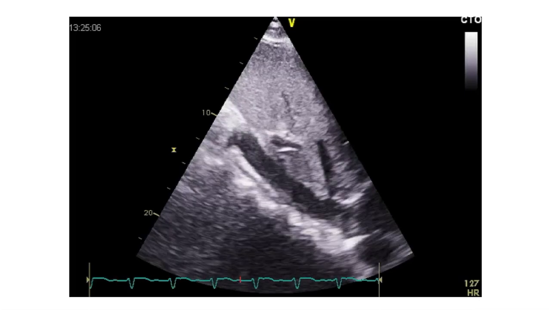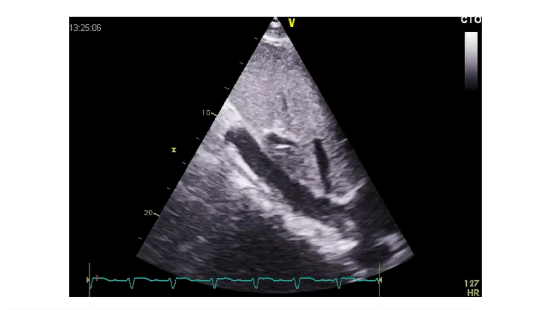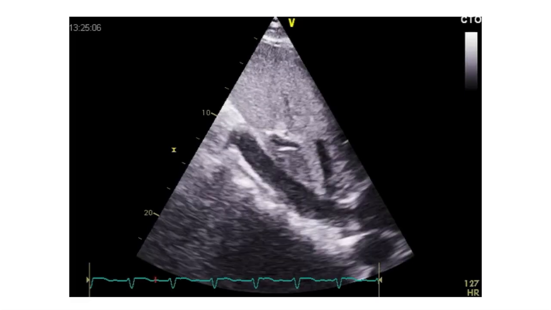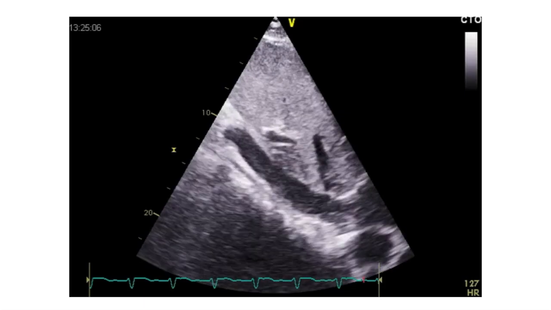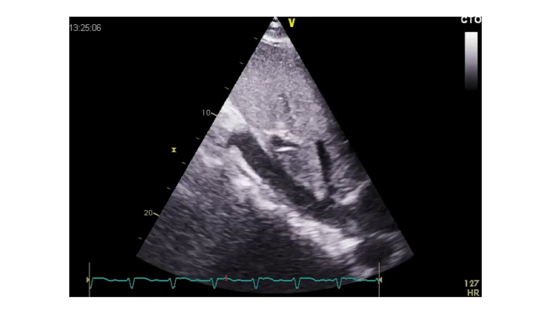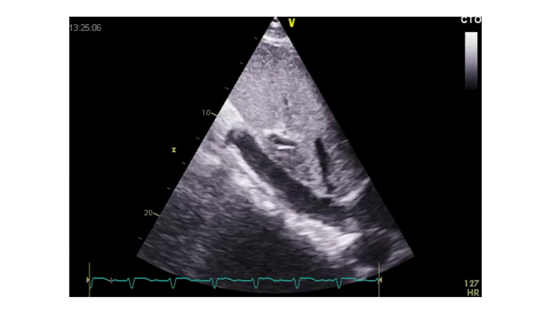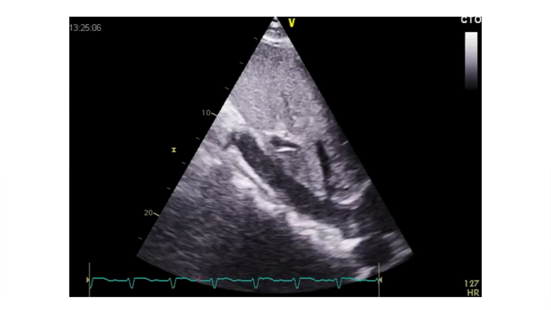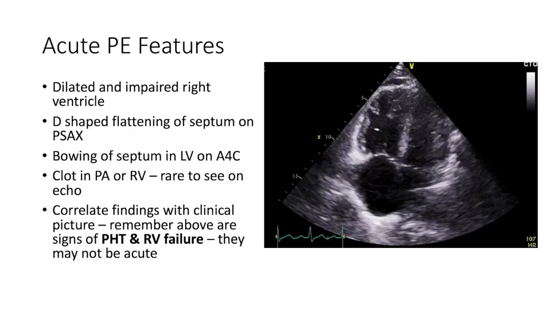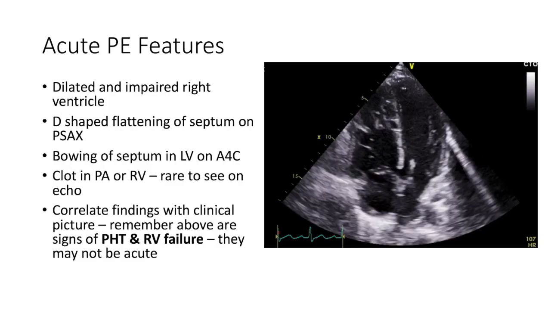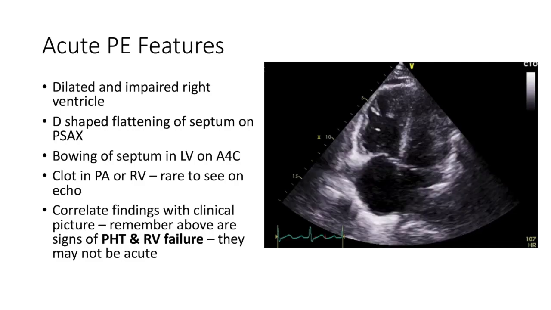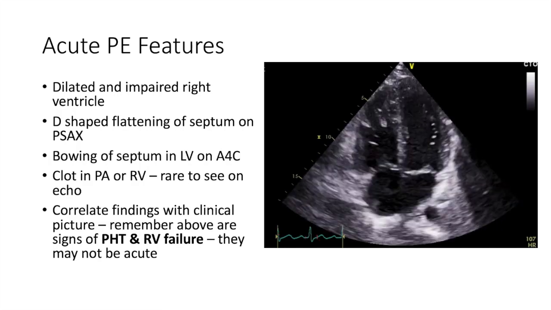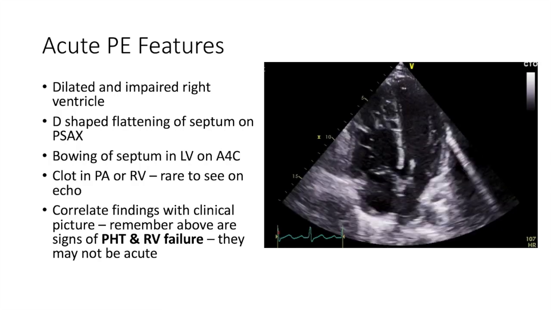The IVC in this case is pretty fixed, not collapsing, and is in this case nearly 2 centimeters. So that would imply a high right atrial pressure, or CVP, and a fluid unresponsive state. And indeed, you would not want to give this patient fluid for the reasons mentioned before. And of course, this is an acute PE, so you have a dilated and impaired right ventricle, D-shaped flattening of the septum, particularly during systole if it's a PE, because it's a pressure overloaded system.